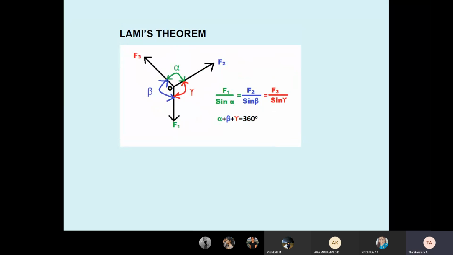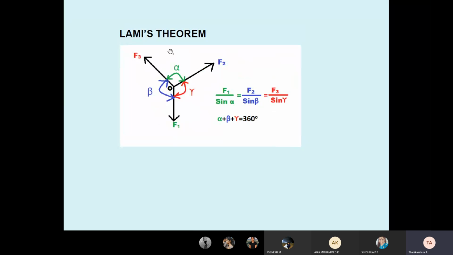Then we started about Lami's theorem. What is Lami's theorem? When three forces acting on a particle are in equilibrium, then each force is proportional to the sine of the angle between the other two forces. Okay, that is called Lami's theorem. If three forces acting on a particle are in equilibrium, then each force is proportional to the sine of the angle between the other two forces.